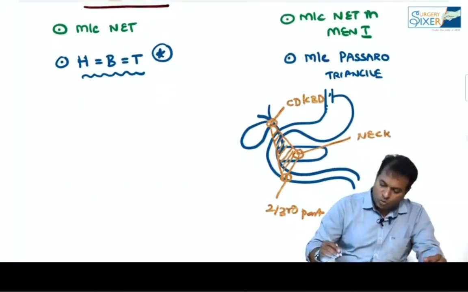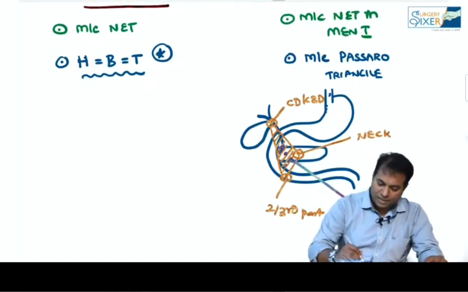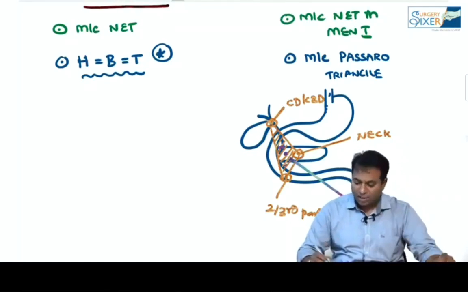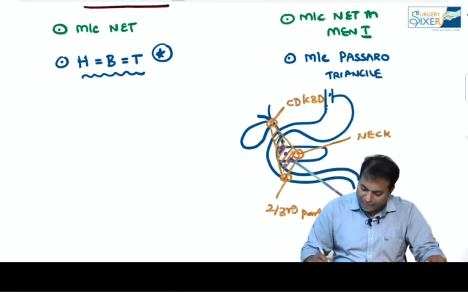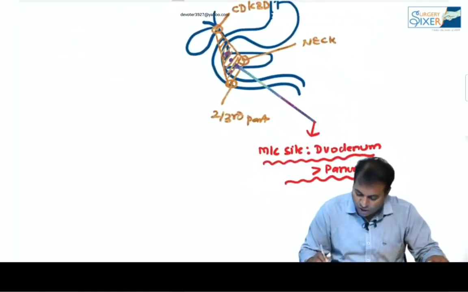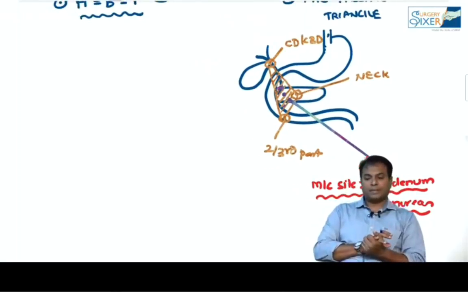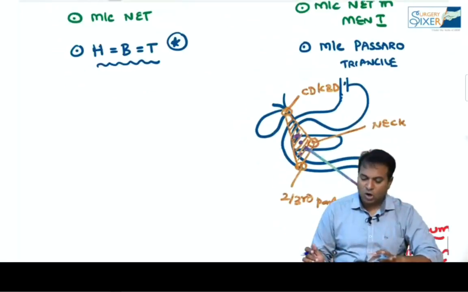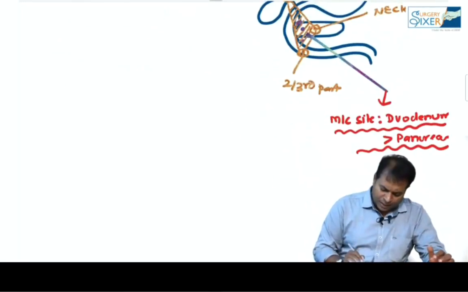So most of the gastrinomas are seen in this triangle only. And please don't forget, if Passaro triangle is not there in the choice for most common site, go with duodenum. If Passaro triangle is not there in the choice, go with duodenum, which is more common than pancreas. So please don't forget, this Passaro triangle is a common site of gastrinoma. That's the second point I want you to remember. Insulinomas are mostly benign.